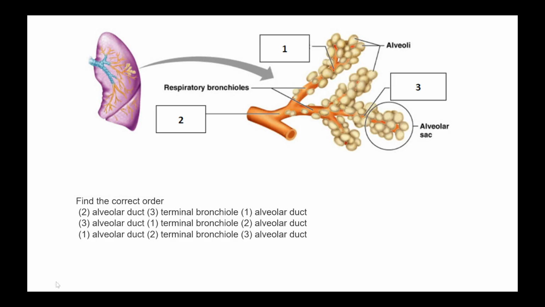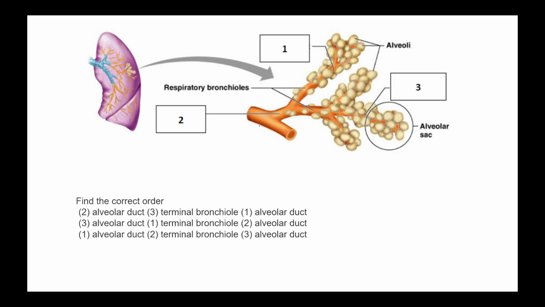Here is the lung and the branches of the trachea that go to the lung. What is the second one? These are already shown. These are the respiratory bronchioles. These are the alveoli. So what is the second one?